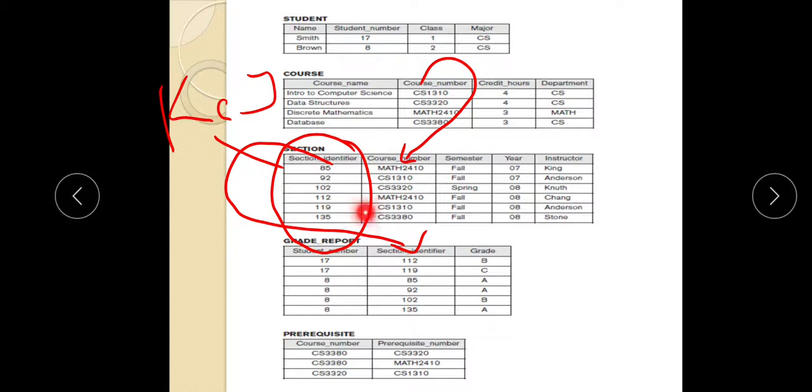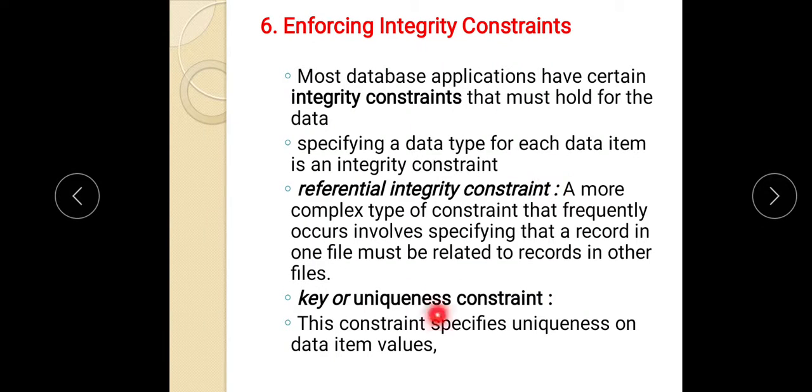So the main constraint in the primary key is that the primary key must not be repeating. Is this 85 repeating? No, only 85 is there. So this is a key. Using 85 we can access this record. For example, 102 is used to represent this record, CS 3320. Similarly 135 can be used to access this record, CS 3380. That is called a key. So all these integrity constraints we will be seeing in the forthcoming sessions.